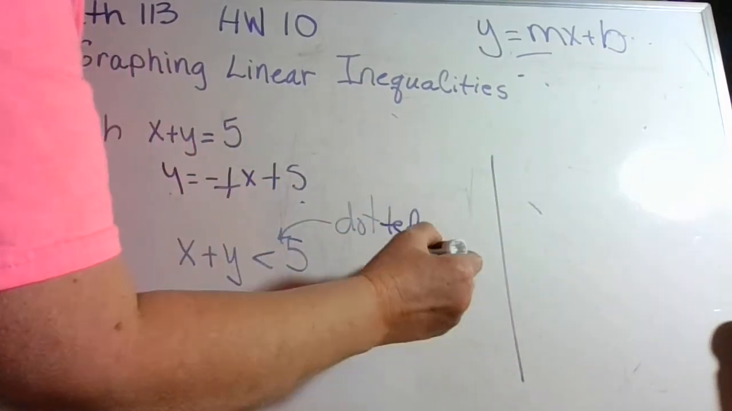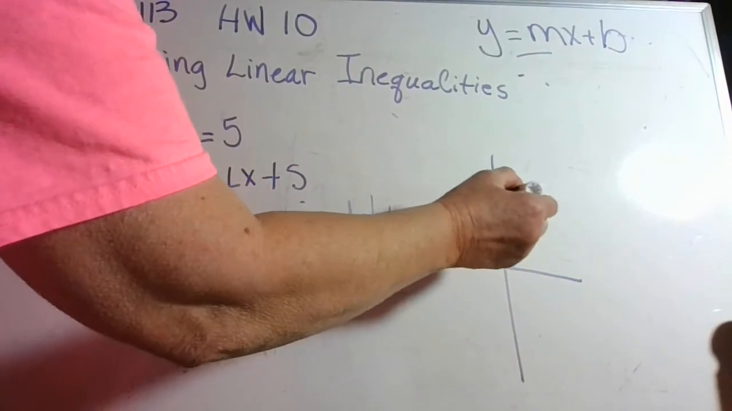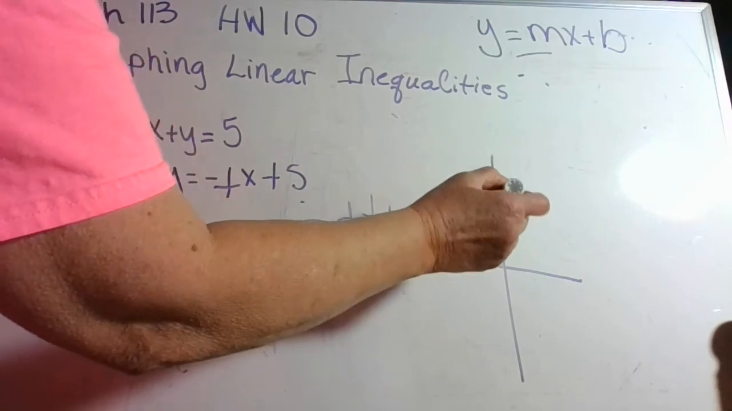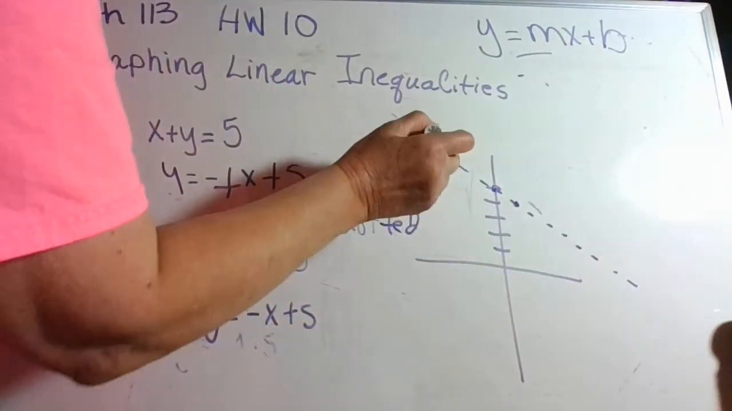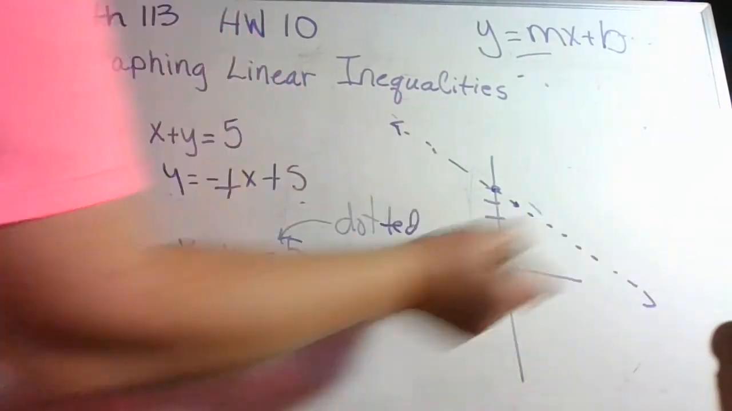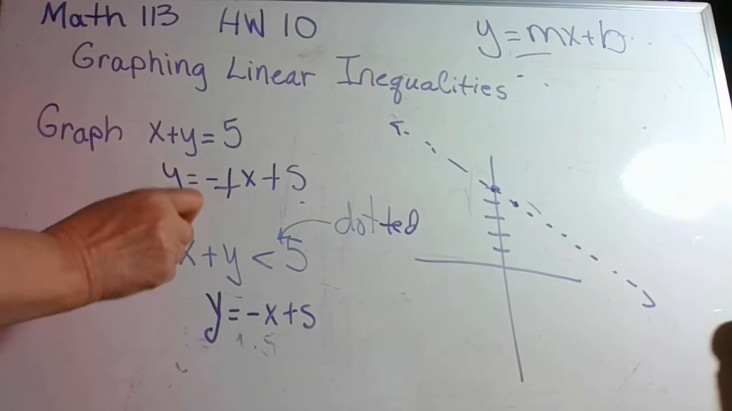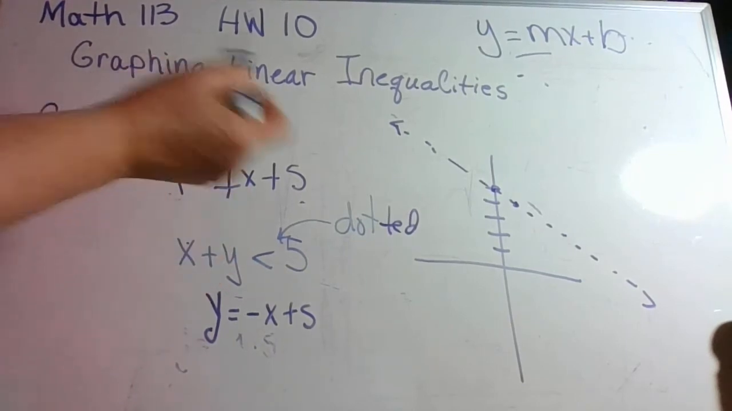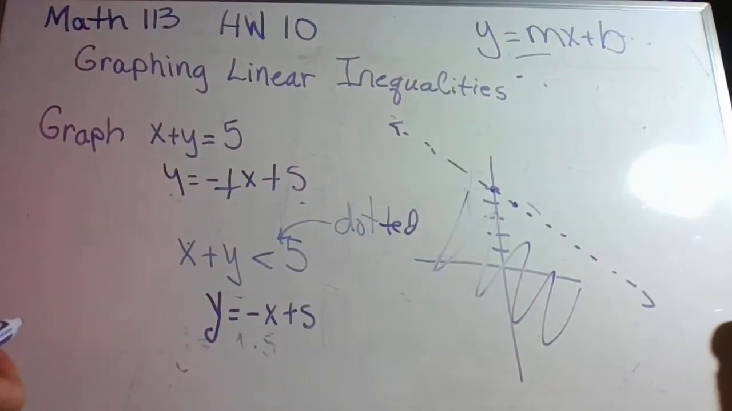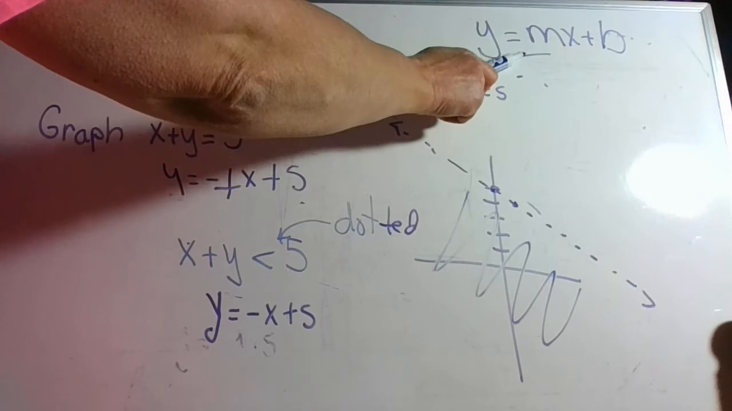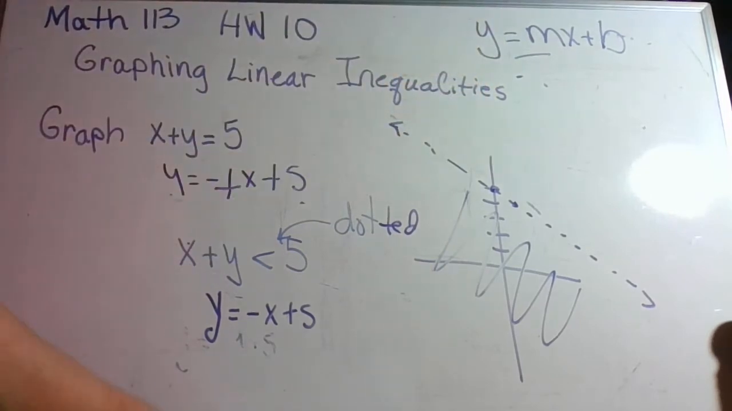I come over here, I'll graph it exactly the same way. Go up 5, down 1, right 1. But this time, since it doesn't have the equal sign under it, I'm just going to have a dotted line. Once again, I'm going to put 0, 0 in there. 0 plus 0, is that less than 5? Yes, it is. So you will color the side with 0, 0 in it. Once again, always put those inequalities in this form, so it'll be easier for you to graph. And always set it equal to get your boundary lines.